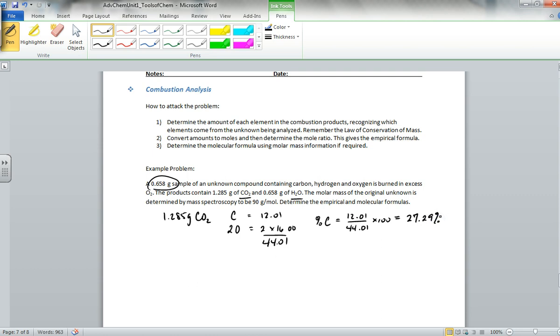The reason why that's useful is, since we know that we produced 1.285 grams of carbon dioxide, and 27.29% of it is carbon, that means the carbon dioxide contains 0.351 grams of carbon. Well, that 0.351 grams of carbon in carbon dioxide is also the same amount of carbon that was in the original compound. We do the same thing for water.